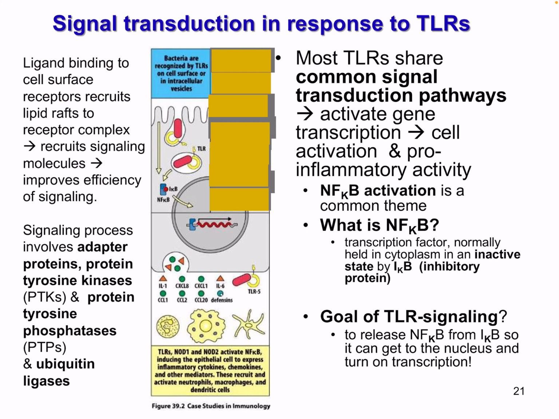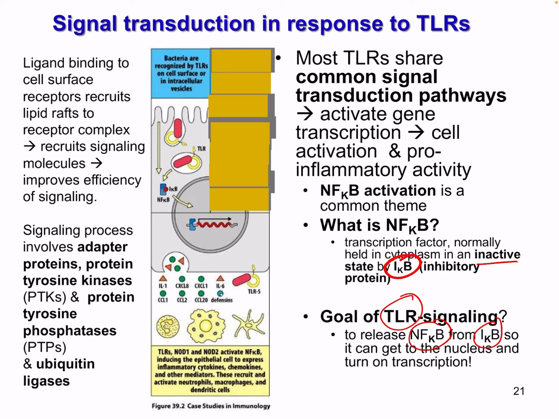Signal transduction in response to TLRs. Most TLRs share common signal transduction pathways. They activate gene transcription and result in cell activation and release of pro-inflammatory activity, usually through cytokines. A common theme is the activation of NF-kappa B. NF-kappa B is a transcription factor, normally held in the cytoplasm in an inactive state by I-kappa B, which is an inhibitory protein. Essentially, the goal of TLR signaling is to release NF-kappa B from I-kappa B so it can get to the nucleus and turn on transcription.